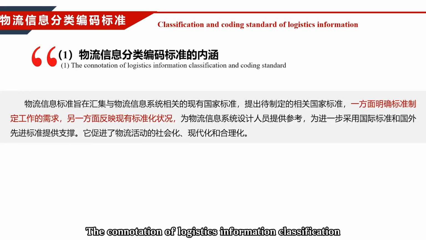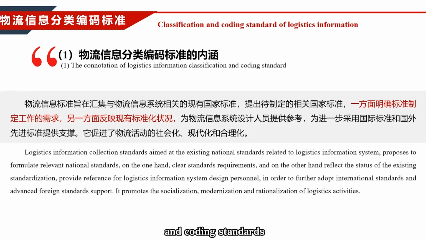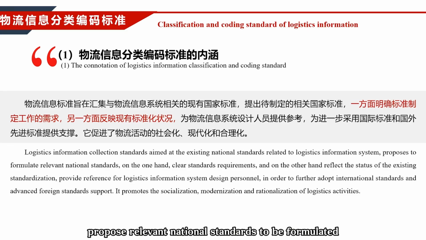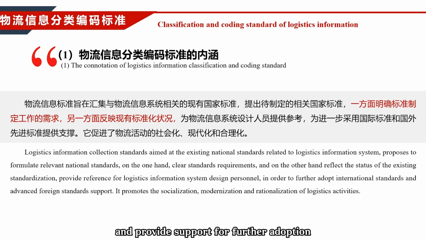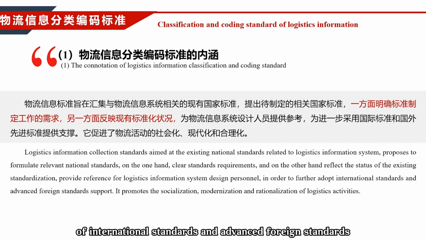The connotation of logistics information classification and coding standards. Logistics information standards aim to collect existing national standards related to logistics information systems, propose relevant national standards to be formulated. On the one hand, clarify the needs for standard formulation. On the other hand, reflect the existing standardization status, provide reference for logistics information system designers, and provide support for further adoption of international standards and advanced foreign standards.